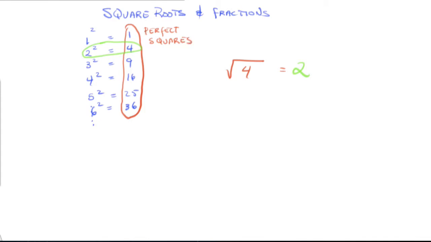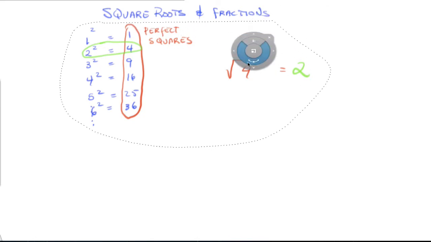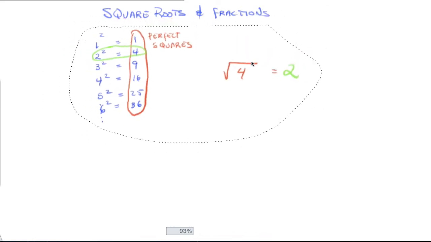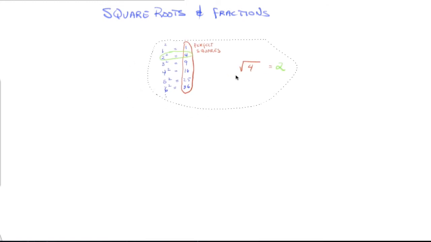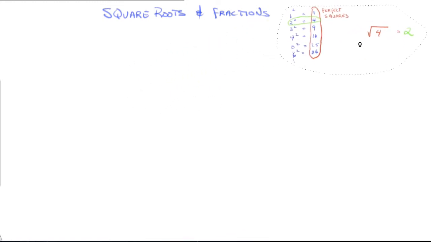That being said, I'm going to minimize this, shrink it a bit, and move it aside. Turns out that we can square and square root fractions as well. If I have the fraction 3/5 and I square it, what this says is 3/5 times 3/5.